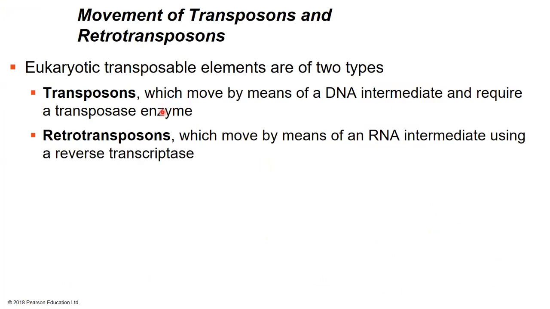So it turned out that these transposable elements are of two types. We have transposons and retrotransposons. Transposons move from one location within the genome through a DNA intermediate, and they require an enzyme called transposase. A retrotransposon moves by means of an RNA intermediate.